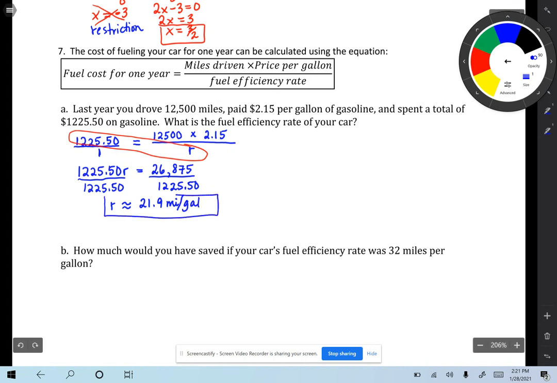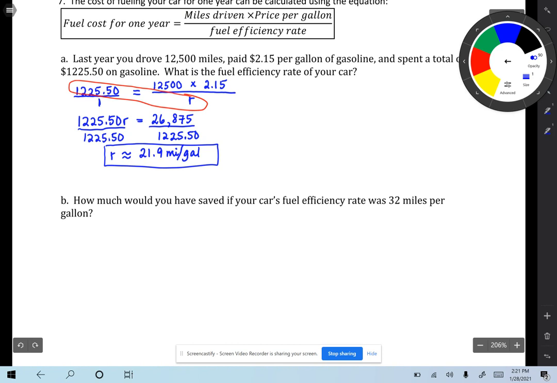All right. Next problem, part B. How much would you have saved if your car's fuel efficiency rate was 32 miles per gallon? So let's see what the cost would be. So the cost is equal to fuel cost for 1 year, miles driven, so 12,500, because you're still going to drive the same number of miles.